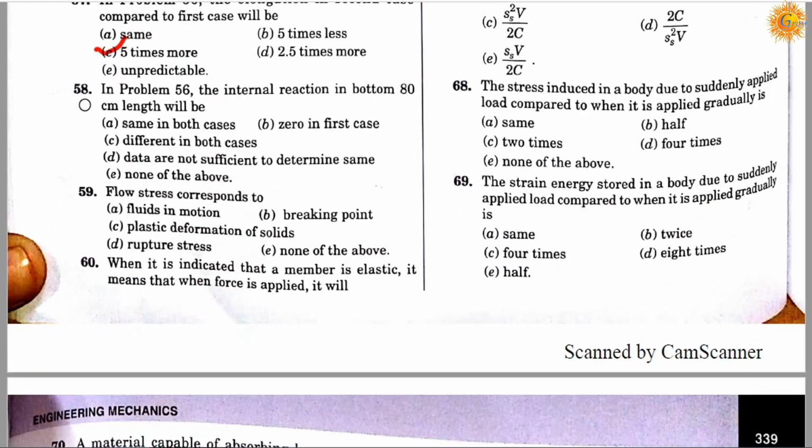Question number 58. In problem 56, the internal reaction in the bottom 80 cm length will be: option A, same in both cases; option B, 0 in the first case; option C, different in both cases; option D, data are not sufficient to determine; and option E, none of the above. Correct answer is B, it will be 0 in the first case.